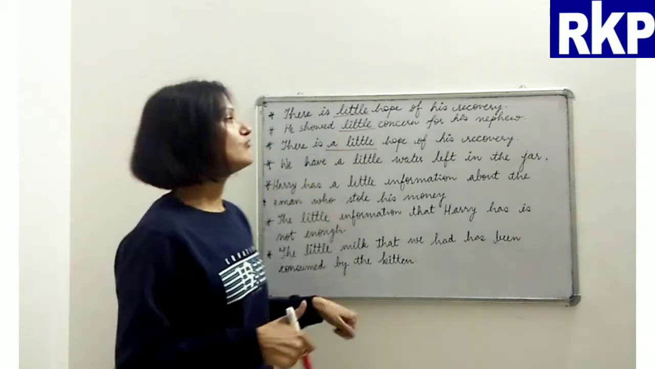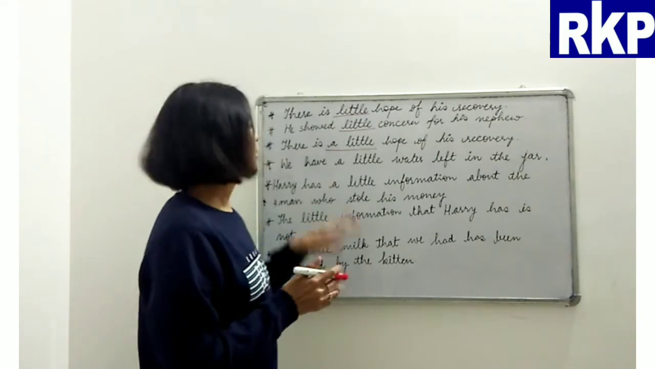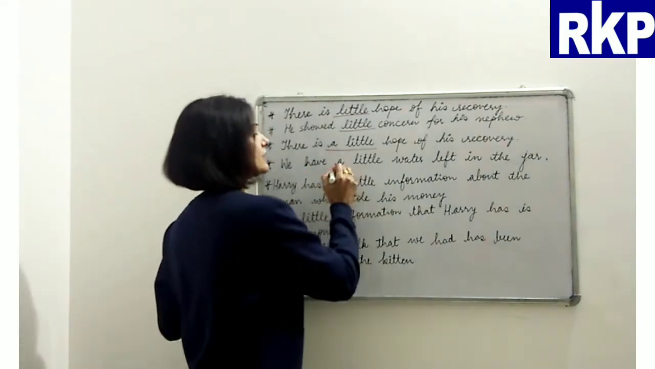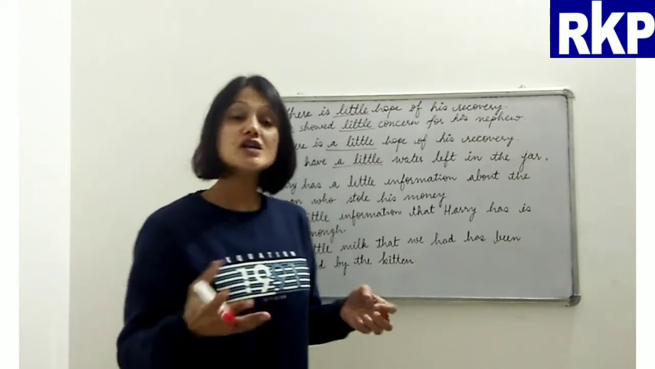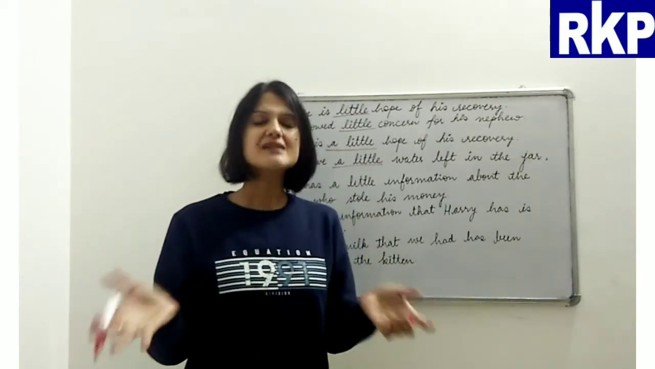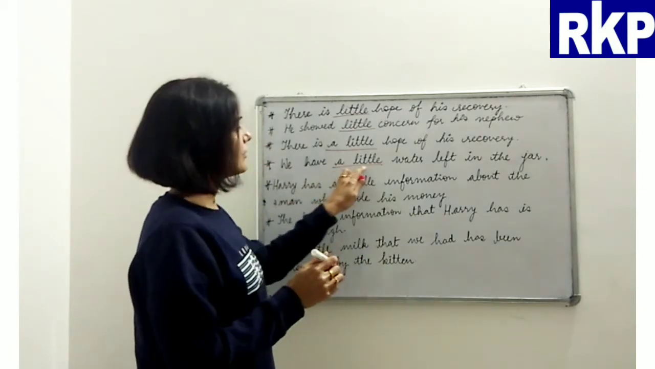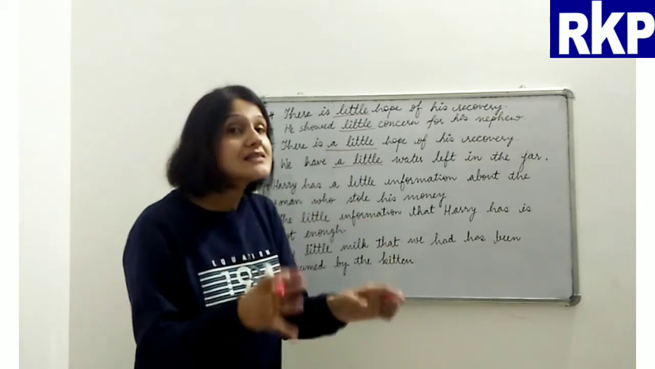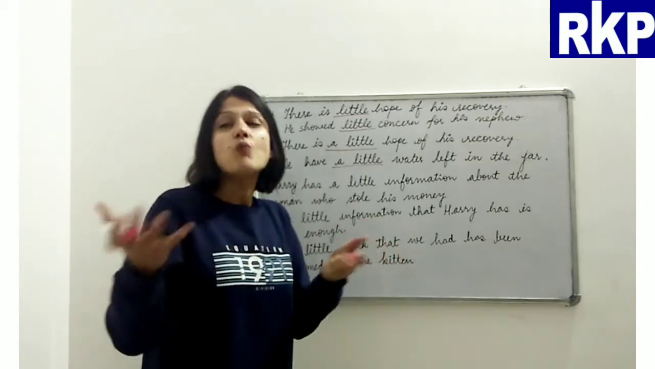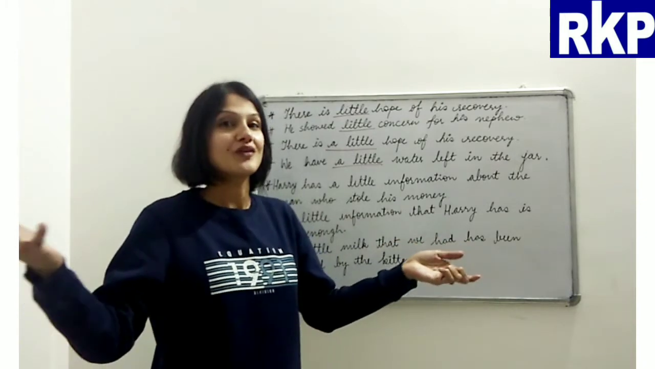Now we have a little water left in the jar. Now beta, a little means some water is there. Of course that is not enough, but some water is there, right? And it gives us a positive sense that there is some water. Maybe one person can drink it, but of course not 3 or 4, right?